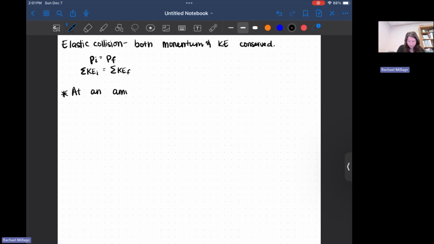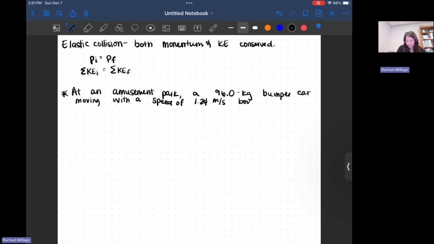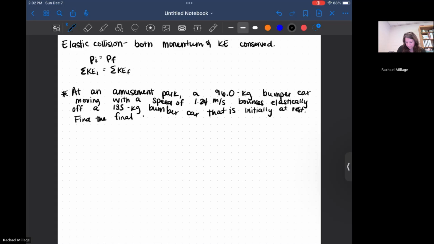So here is our example. At an amusement park, a 96.0 kilogram bumper car moving with a speed of 1.24 meters per second bounces elastically off a 135 kilogram bumper car that is initially at rest. Find the final velocities of the two cars.